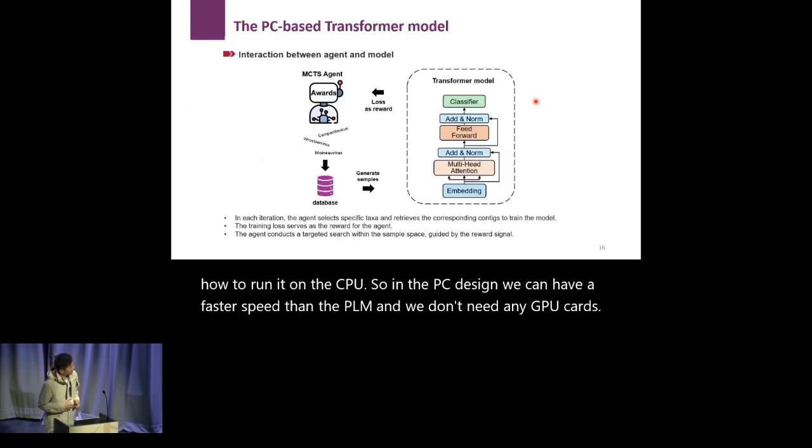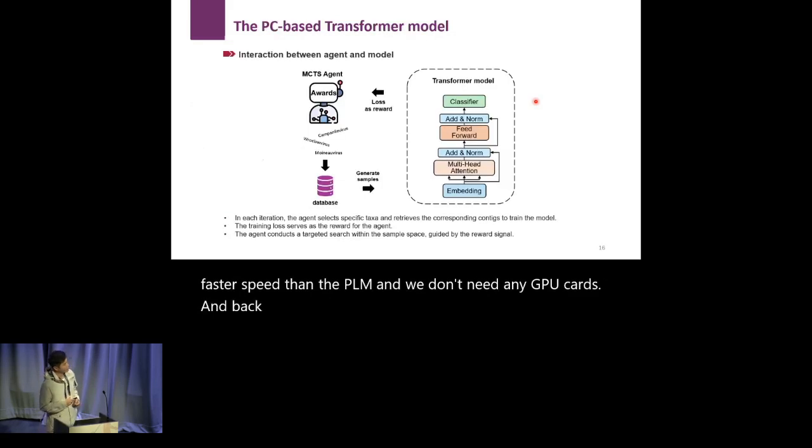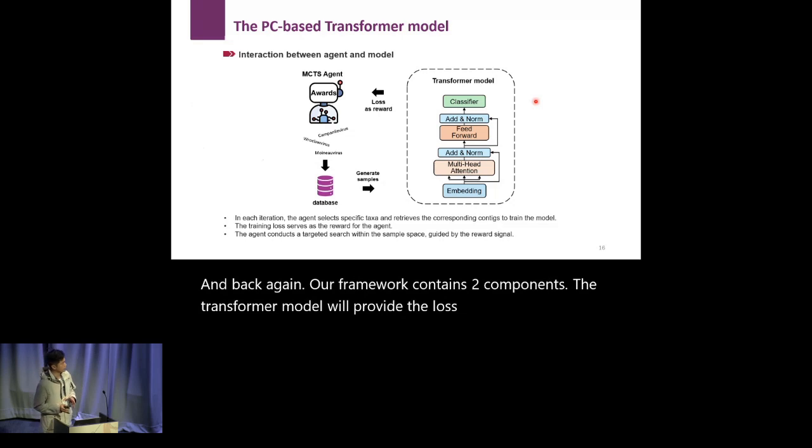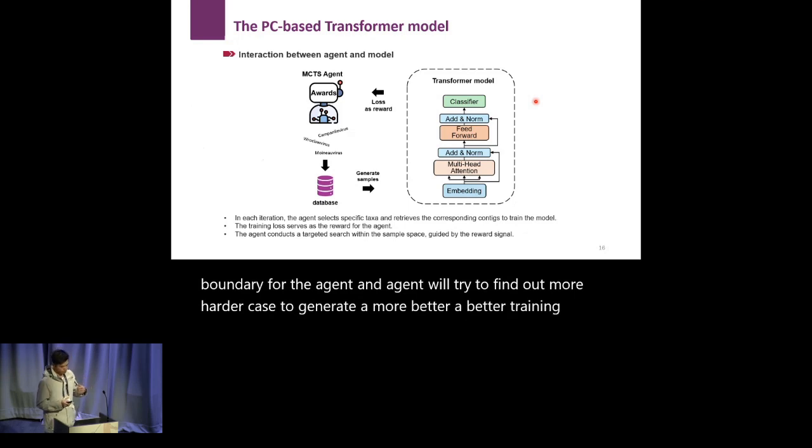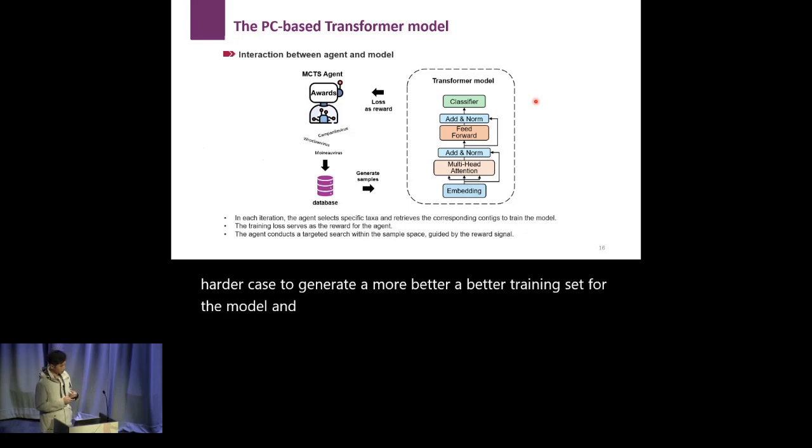And back again, our framework contains two components. The transformer model will provide the loss and the decision boundary for the agent, and the agent will try to find out more harder cases to generate a better training set for the model. And finally, when the model is trained, we only provide the user with the model, and that would be very fast to run on any sequencing data.